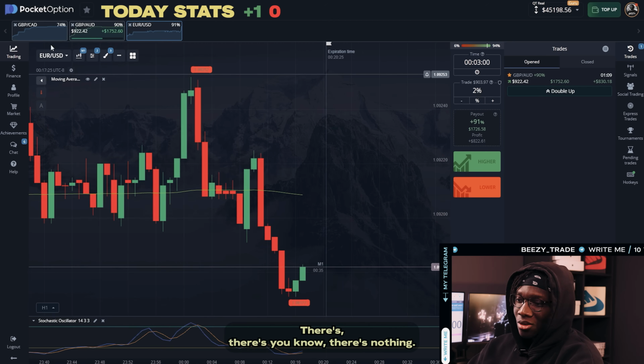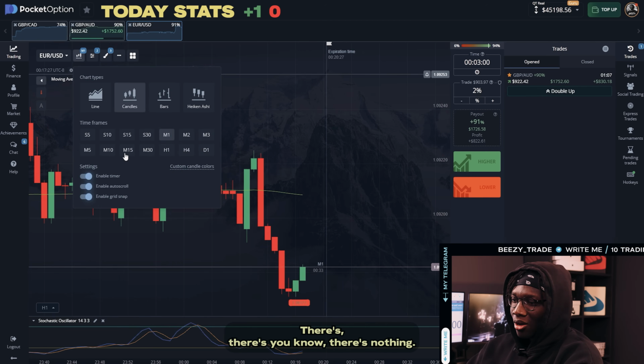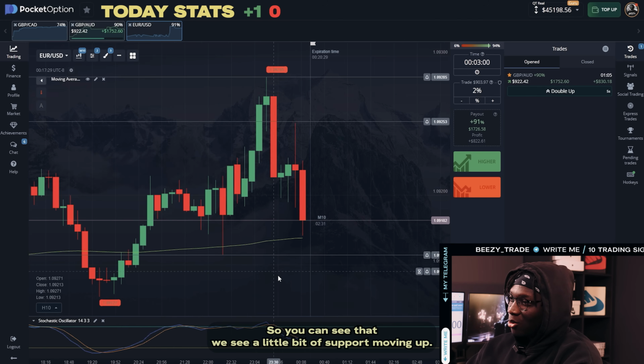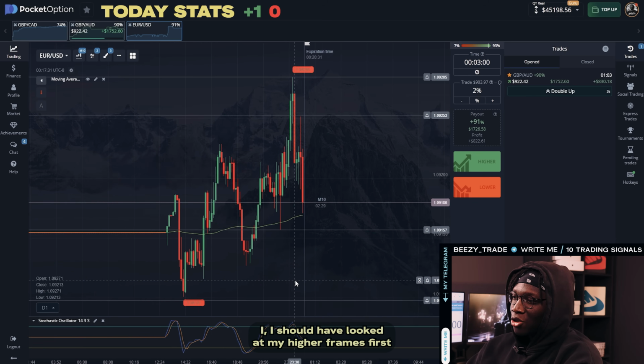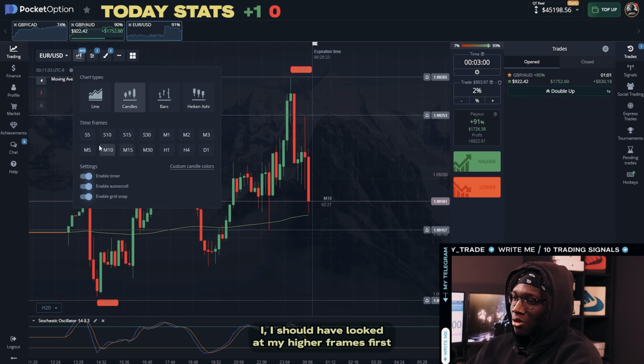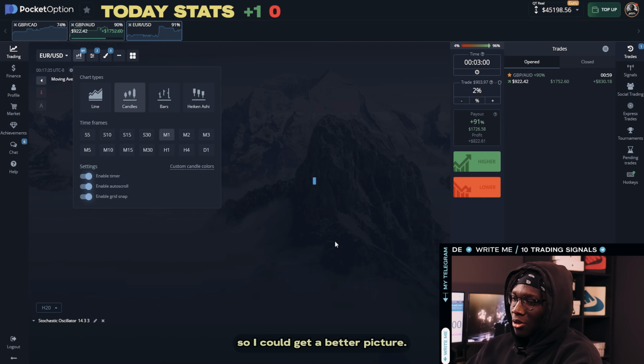There's nothing. So you can see that we see a little bit of flush, the market moving up. I should have looked at my higher frames first so I could get a better picture.